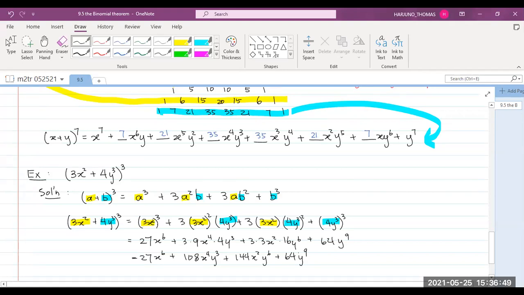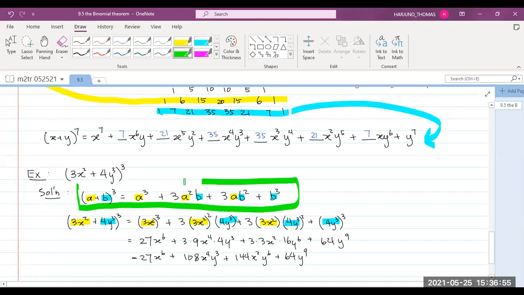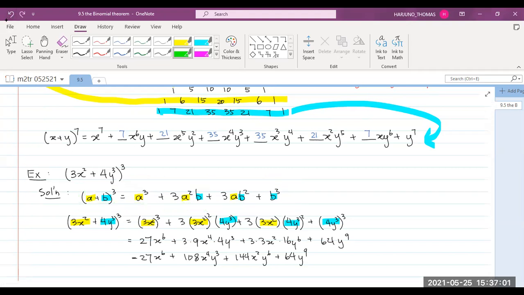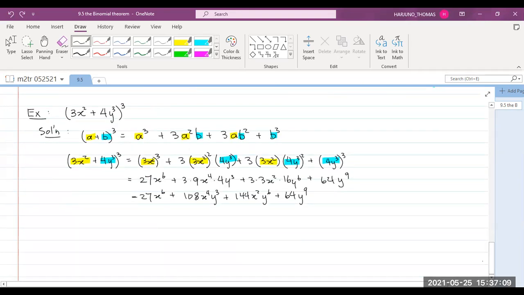Do you see that? Okay, so first I get the pattern. Something cubed, so let me get (a plus b) cubed. What's the pattern? And then after that, I do substitution. Okay, after that we do substitution. So let's try, for example, number 25 in our textbook.